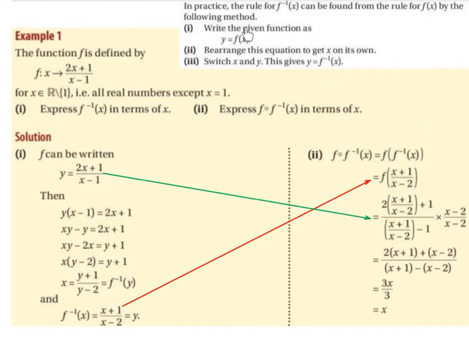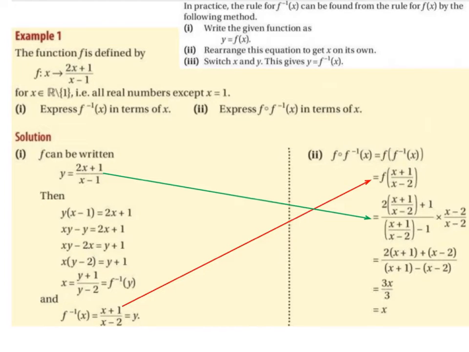So step 1, we're going to write the given function as y equals f of x. So f can be written as y equals 2x plus 1 over x minus 1. Step 2, rearrange this equation to get the x on its own. So we want to solve for x. So we're going to multiply both sides by x minus 1 so that we get rid of the fraction part. So we end up with y multiplied by x minus 1 on the left and 2x plus 1 on the right. Y times x is xy, y times minus 1 is minus y equals 2x plus 1.